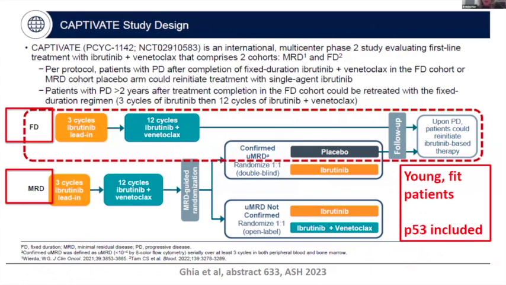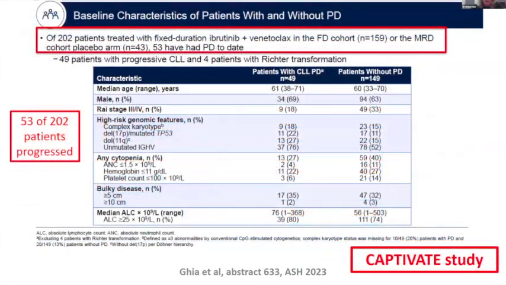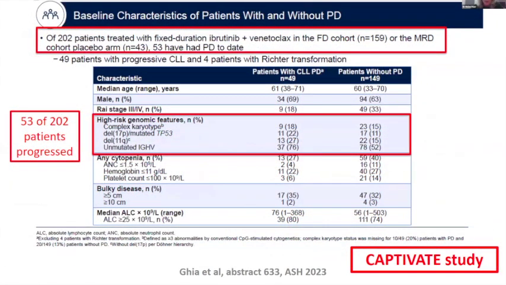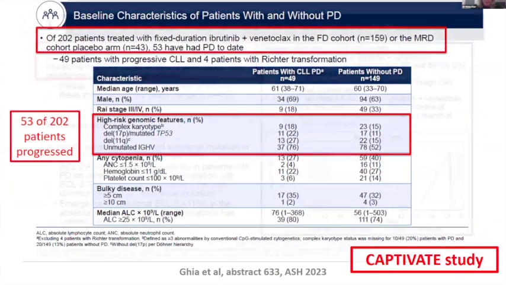So the Captivate study had a fixed duration cohort and an MRD-driven cohort. And he presented the data at ASH 2023 for 202 patients who had received just 15 cycles of ibrutinib and venetoclax, so the same as what we currently have access to. These were young, fit patients. And of the 53 patients who progressed, you won't be surprised to see that they were enriched for these sort of high-risk genomic features, the P53 aberrations, del11q, unmutated IGHV status, compared to the patients who didn't progress.